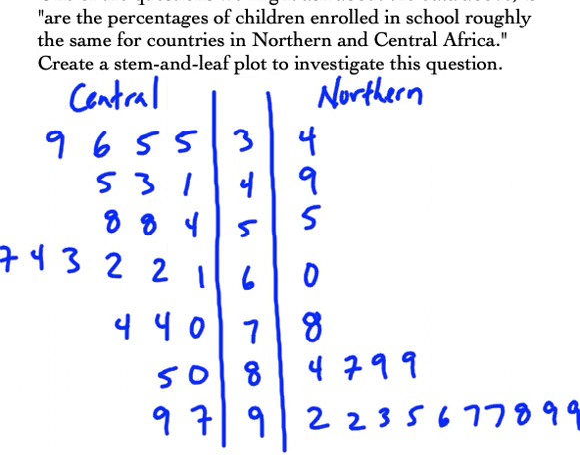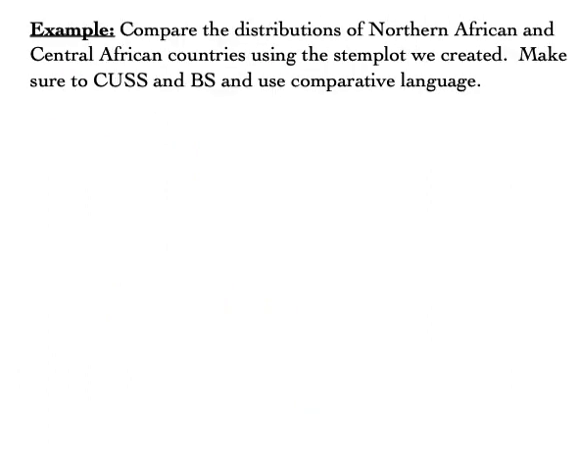And so just looking at these two sets of data, it seems like the northern African countries have a much higher percentage of children that are enrolled in school. I think that's a pretty obvious first impression for these things. So we're going to start our statement off with that. So, let's see here. We're going to compare the distributions.